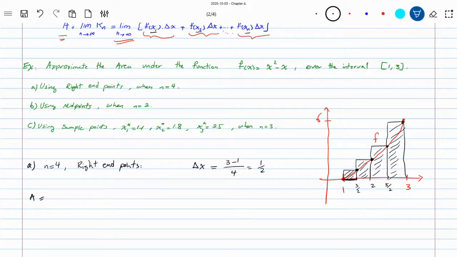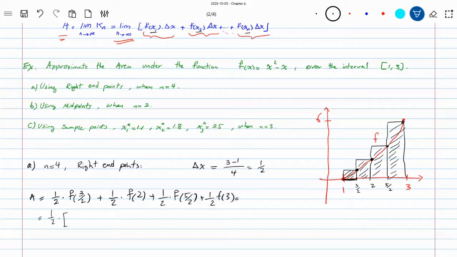So it would be, 1/2 times f at the right endpoint. F at the right endpoint was 3/2. Plus 1/2 times the next interval, 2. Plus 1/2 times f at the next interval was 5/2. And 1/2 f at 3. So if you calculate each one of these numbers, you'll get 1/2 times f of 3/2 would be 3/2 to the power 2 minus 3/2.